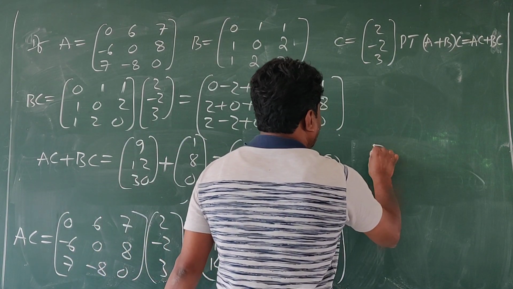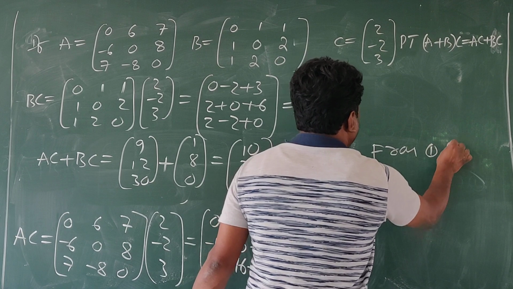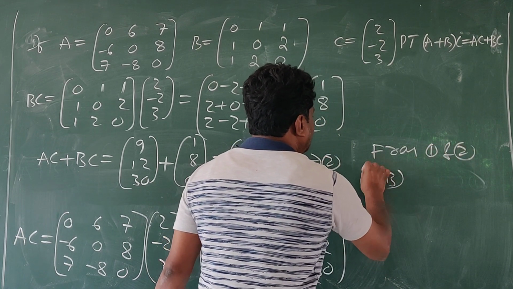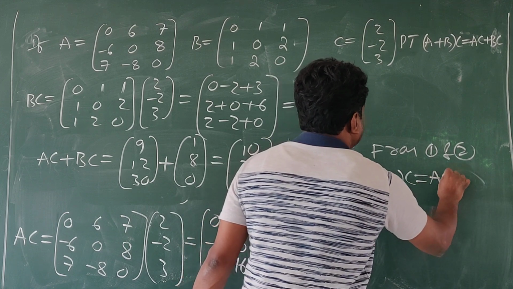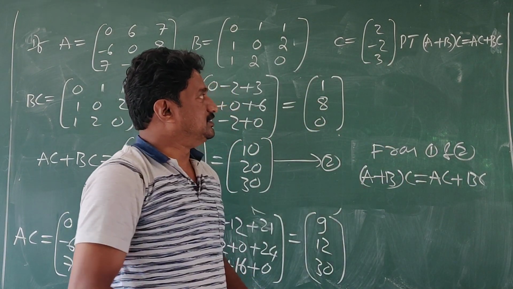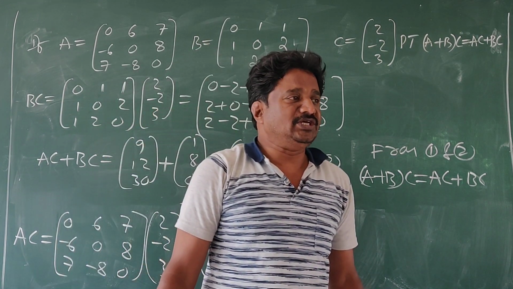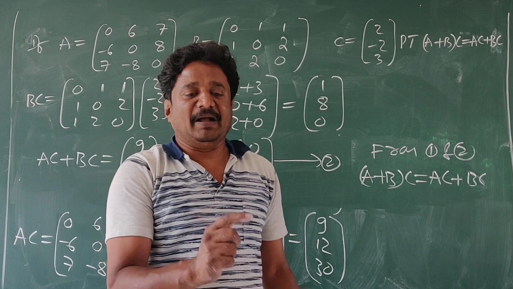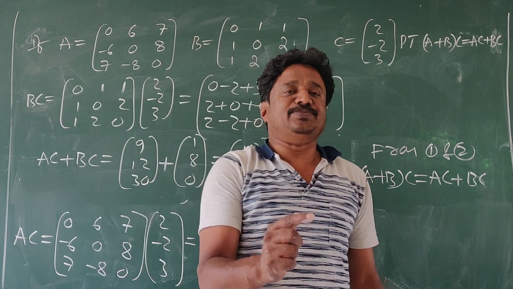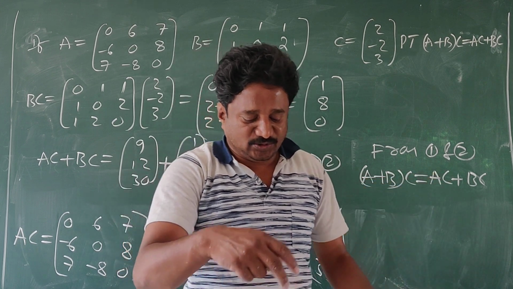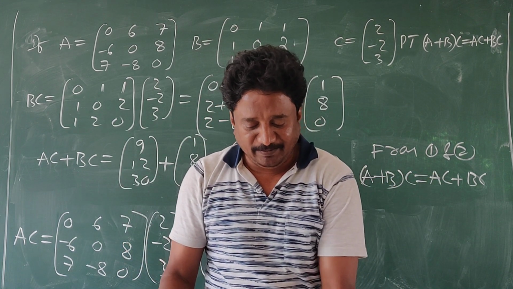Finally you write from 1 and 2. So (A + B)C is equal to AC + BC. That means multiplication is distributive over addition. We proved that. Let us go for one more 5-mark question.